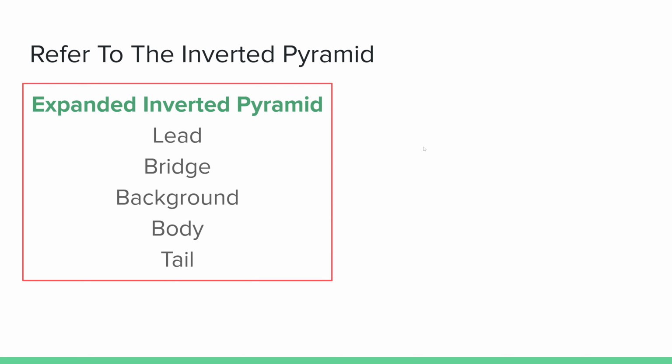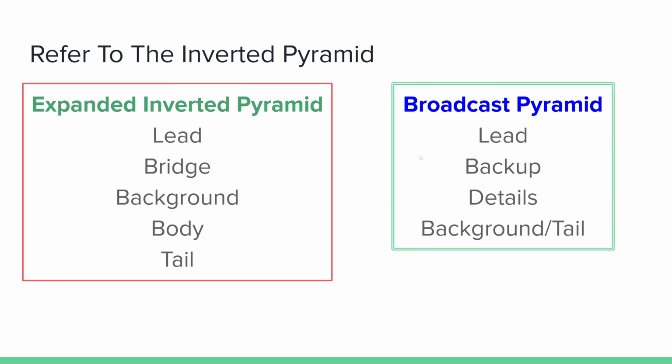So again, we're going from expanded inverted pyramid into what we're going to call the broadcast pyramid. And this is the way it's laid out in the AP style book when we talk about broadcasting. They refer to it as lead, backup, details, and background. I threw in that extra tail part at the end because that is really what we're doing when we're looking at broadcasting. And we're still going to have some kind of way to wrap up the segment.